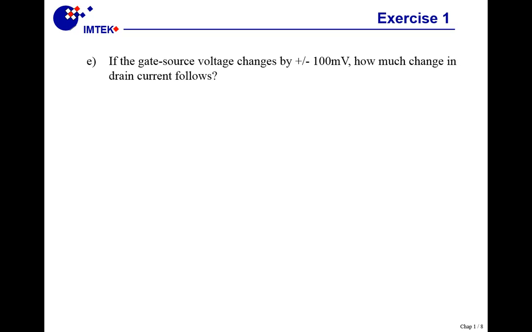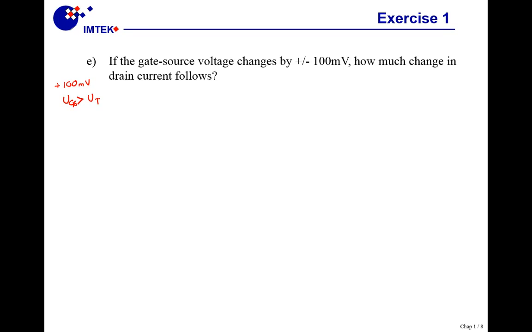The fourth part of question number 2 asks you to vary the gate source voltage, UGS, by plus and by minus 100 millivolts. So how much change in the drain current follows? The first thing we have to do, again, is analyze if our transistor is on. I'm going to make first the case for plus 100. UGS has to be larger than UT.